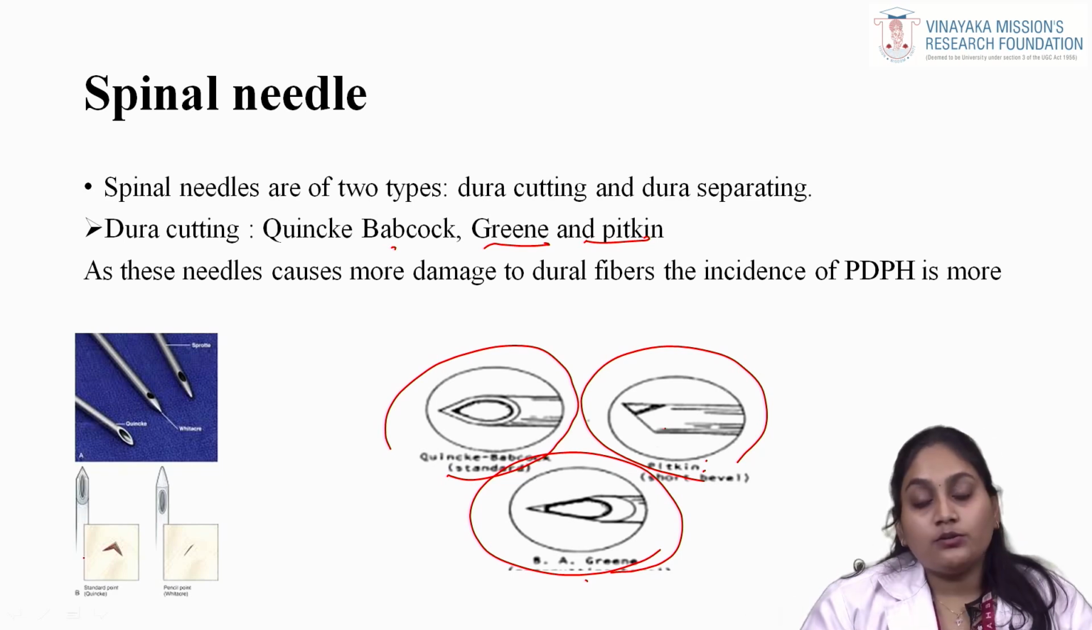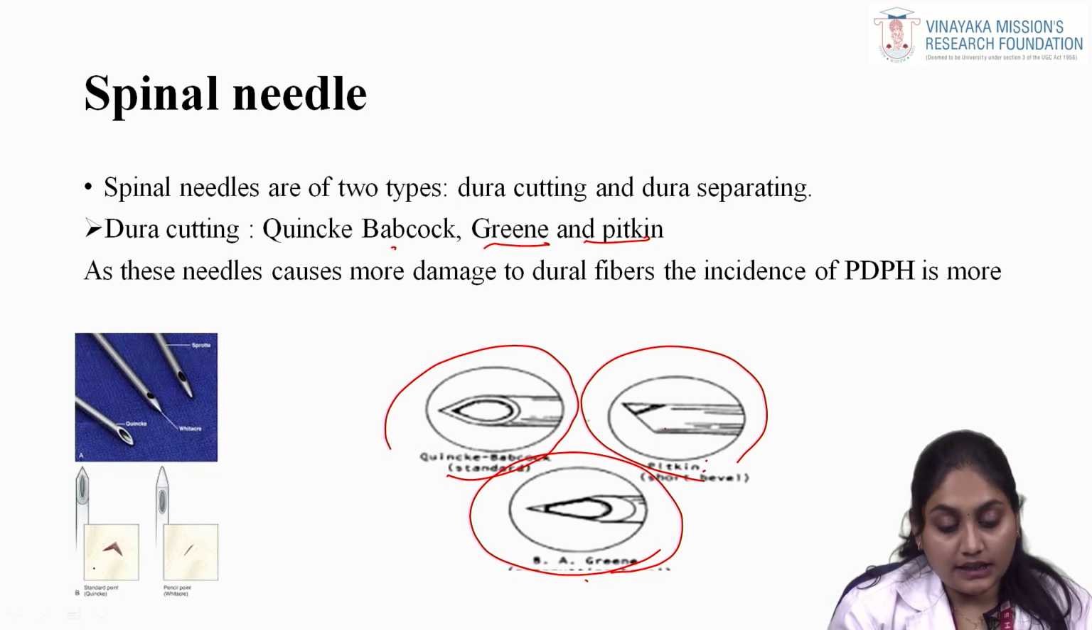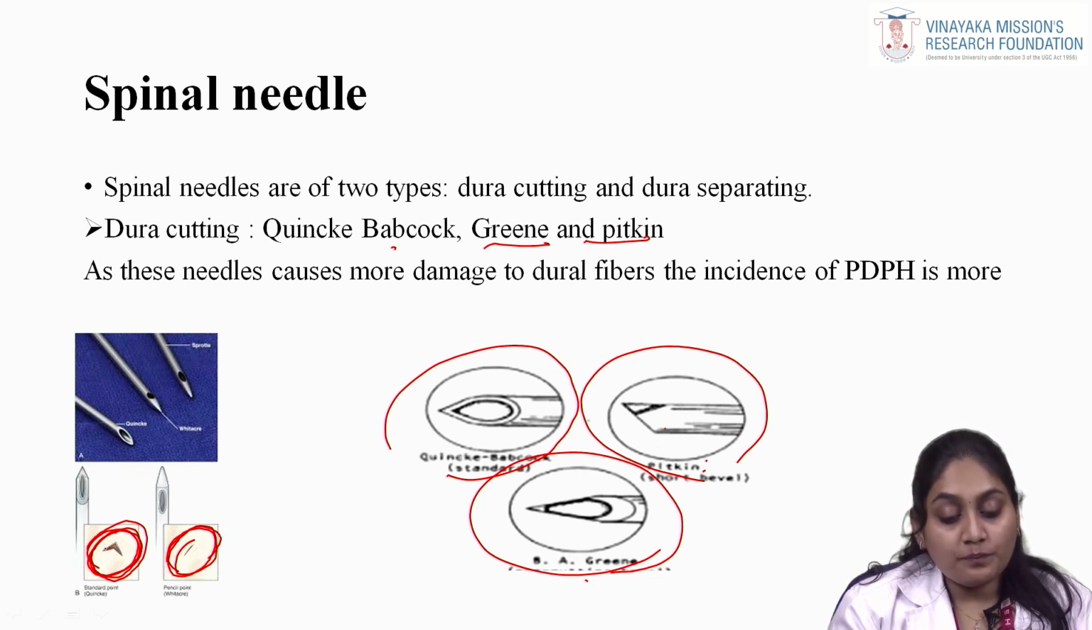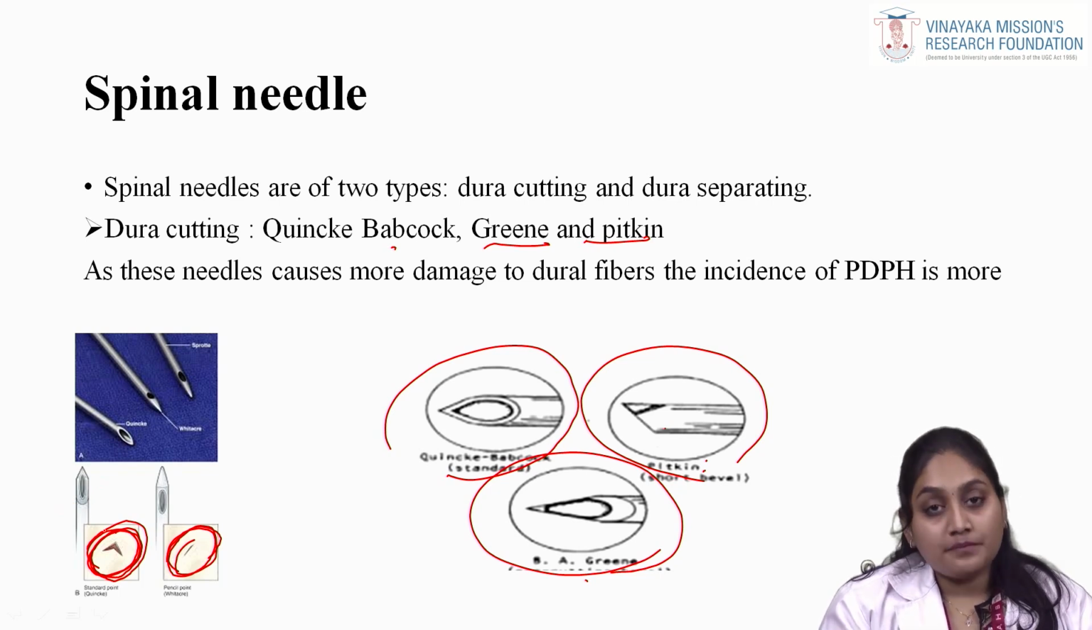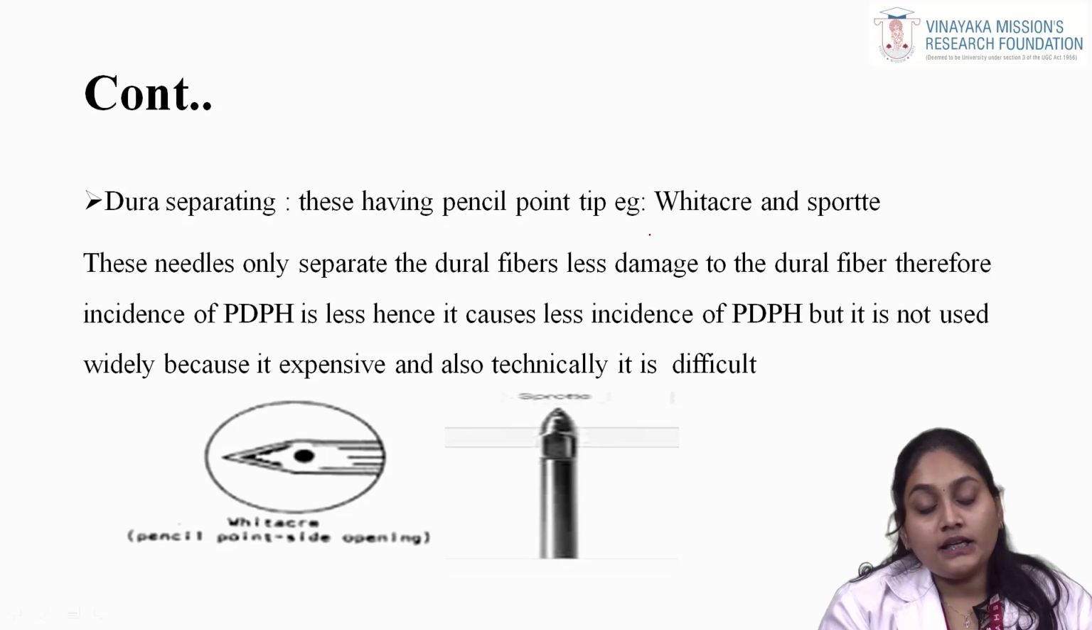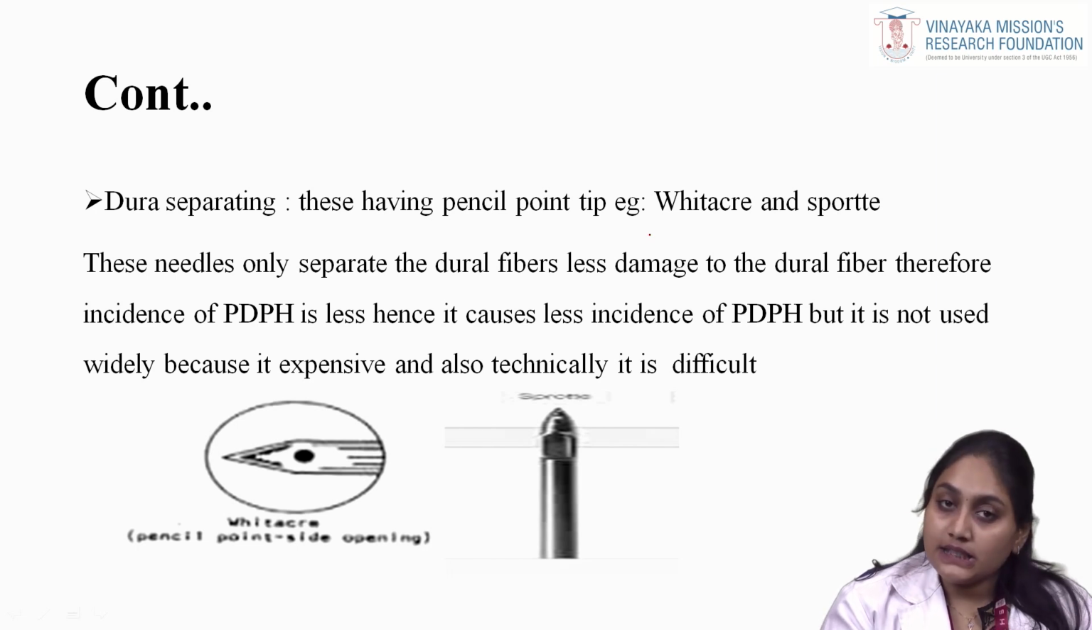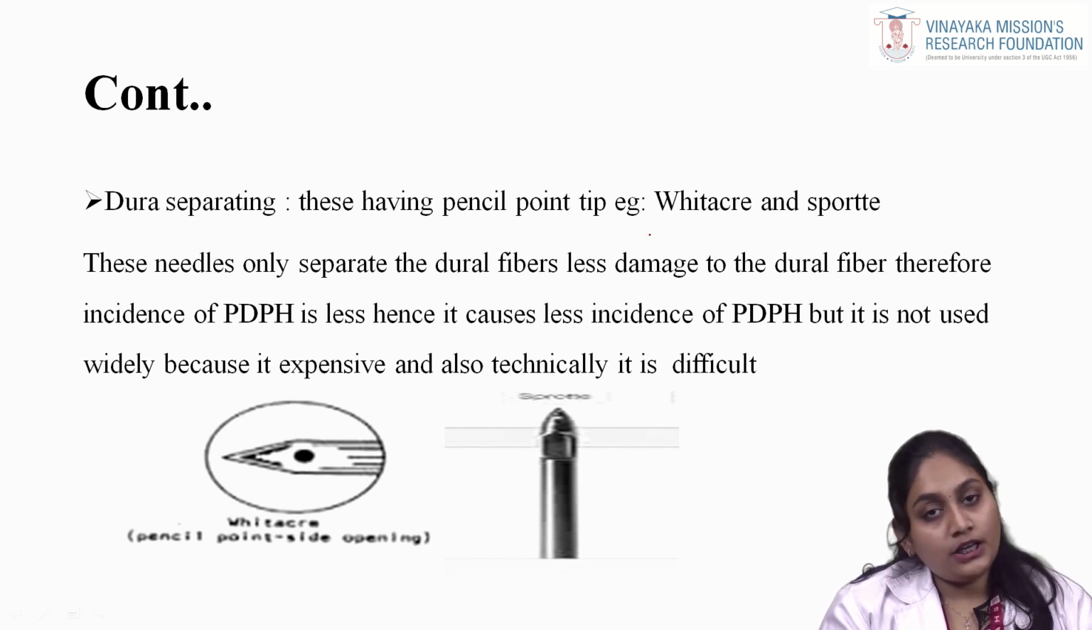Here we can see why the dura cutting needle causes PDPH. Here we can see the tear caused by the dura cutting needle and the tear caused by the dura separating needle. Here we can see the difference. So this dura cutting needle will affect the dural fibers very much. That's why we are getting PDPH very badly after spinal anesthesia. Examples for dura cutting needles are Quincke, Babcock, Greene and Pitkin. In the dura separating needle, the main point is that it is pencil point, so it just separates the dural fibers, therefore there is less incidence of PDPH and less damage to the dural fibers. Examples are Whitacre and Sprotte.